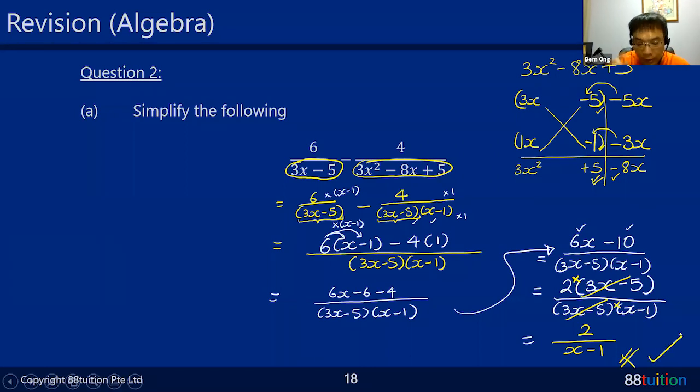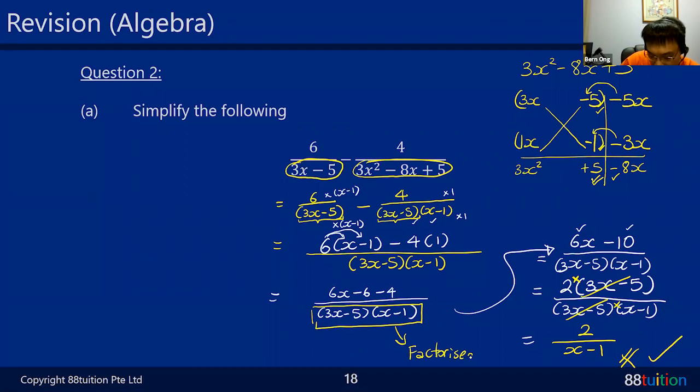All right, that's the reason why the denominator, we always leave it in factorized form. Factorize. We don't try to expand it, so that at the end of the day we can say, hey, can cancel, can cancel. Only when it is factorized can you cancel.